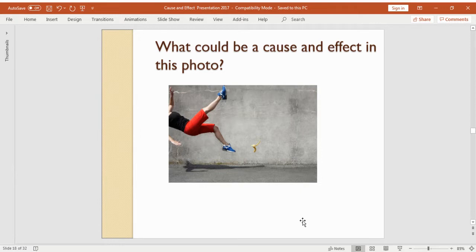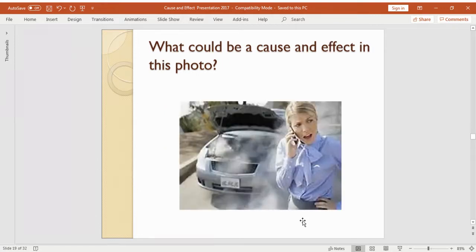What caused him to fall? Yes, that slippery, nasty banana. Good job. Looking at this picture, we look very carefully. I see a lady on the phone. And in the background, I see a car, and I see smoke, and I see the hood raised. So in this picture, what do you think is the cause? I'll give you a moment to think.